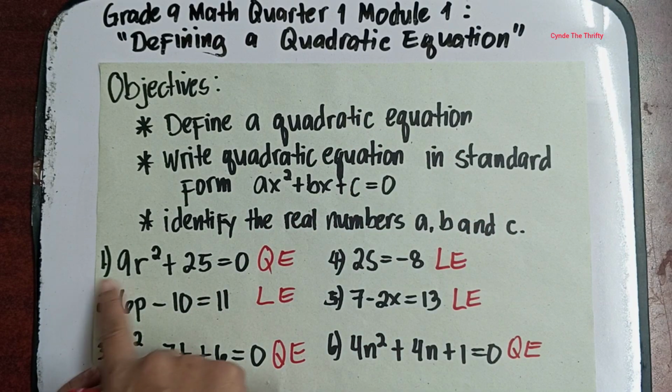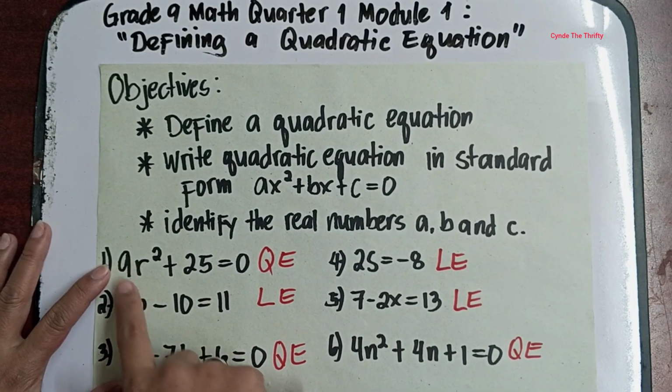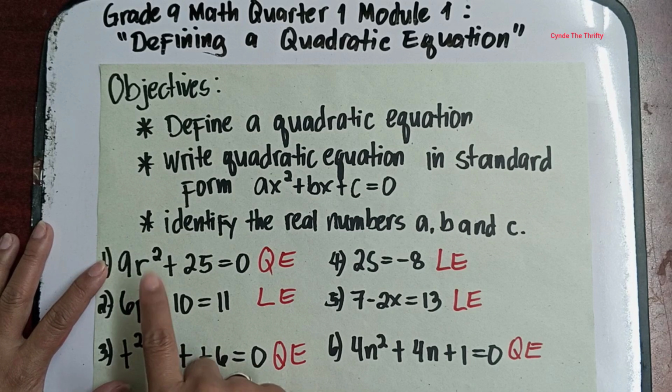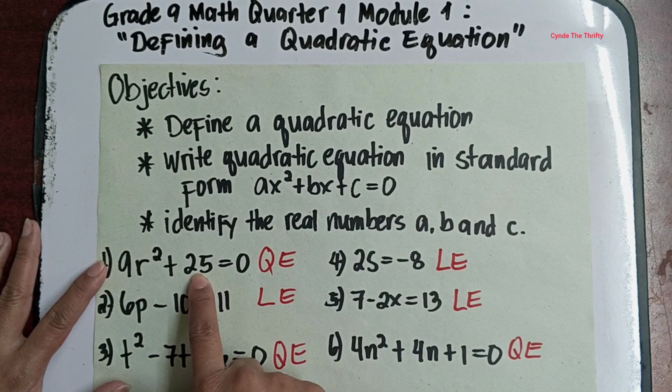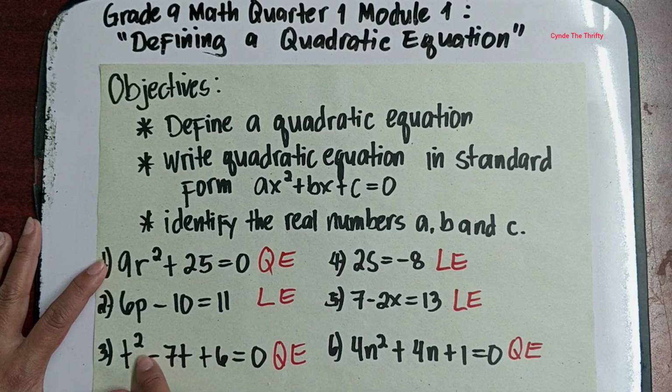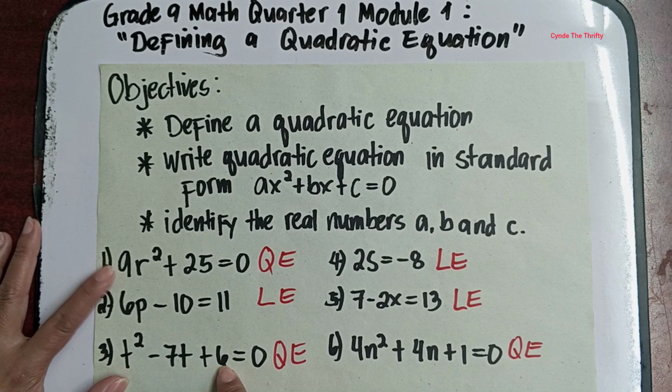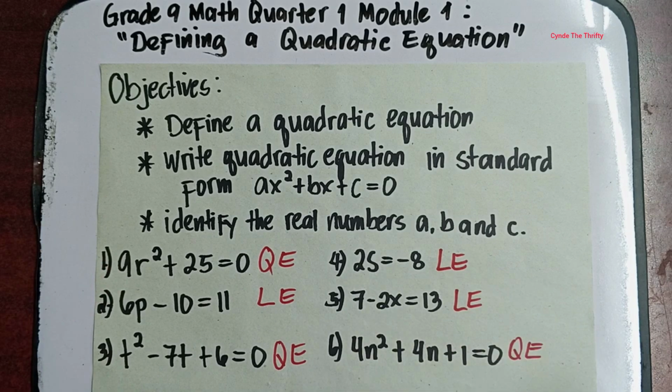Okay, so dito sa first quadratic equation, ang value ng ating A is 9. Ang value ng B is 0 kasi wala tayong linear term. At ang value ni C is 25. Dito naman sa pangalawa, ang value ng ating A is 1. Ang value ni B is negative 7. Ang value ni C is 6. Okay? So, sa pangatlo, ang value ni A is 4. Ang value ni B is 4 din. At ang value ni C is 1. Okay? So, ganyan lang kadali mag-identify.